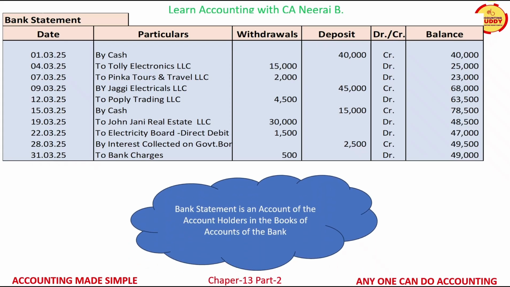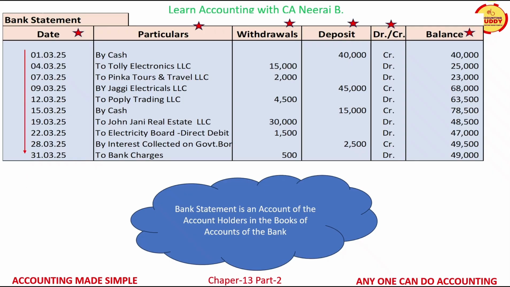Bank statement is an account of the account holder in the books of accounts of the bank. It will have date column in which the date of the transaction is written. In particulars column, brief details of the transactions is mentioned. Then there are two columns, one for withdrawals and another for deposits. Next column denotes the deposits with CR and withdrawals with DR. Last column shows the bank balance of the account holder with the bank. All the transactions in a bank statement are recorded in a chronological order.